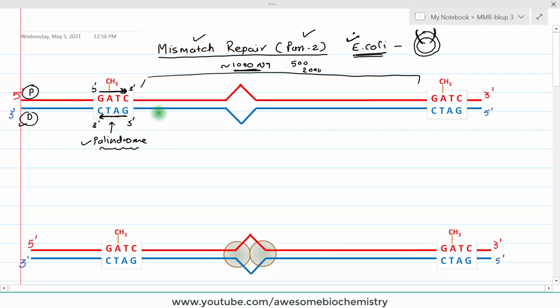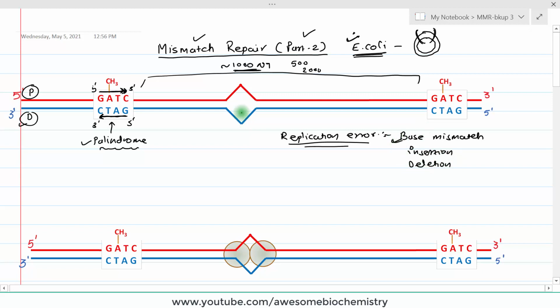Okay. Now, here what I have shown is one replication error. We discussed in part 1 of this mismatch repair mechanism that a replication error can be of 3 types. It can be a base mismatch, it can be an insertion, or it can be a deletion.